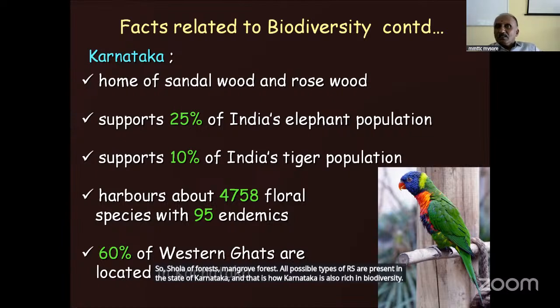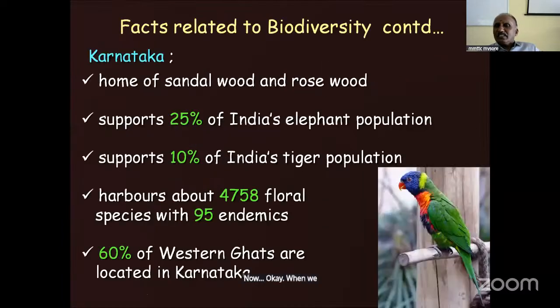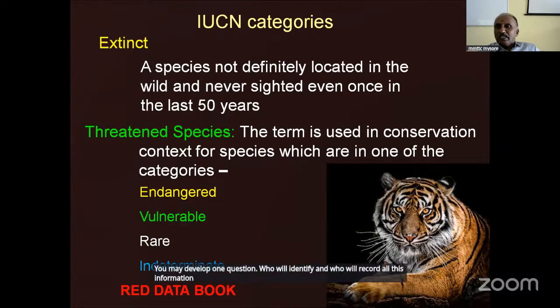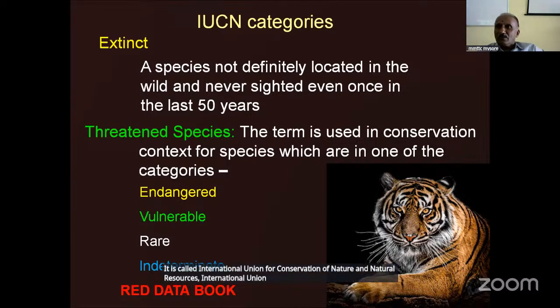Now, when we know all these things, you may develop one question: who will identify and who will record all this information related to biodiversity? So there is an international organization called IUCN. IUCN is an international body. It is called International Union for Conservation of Nature and Natural Resources.